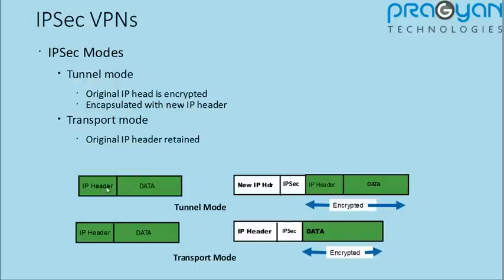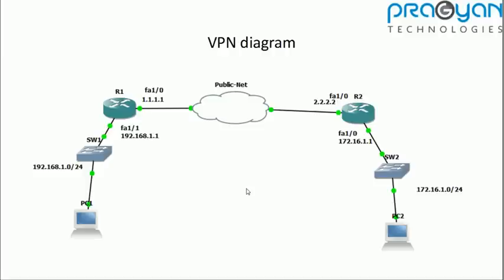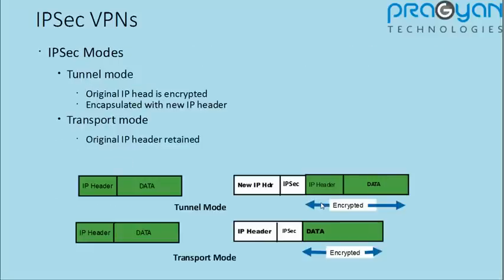You have the original IP packet, IP header plus data, and then in tunnel mode, your whole original IP packet is going to be encrypted, including the IP header. And then a new IP header is going to be added, and the new IP header in this case is going to have the IP address of the gateway. If you remember the previous diagram, in our diagram, the new IP header will have source IP address of 1.1.1.1 and destination IP address of 2.2.2.2. Your original IP addresses of PC1 and PC2 are going to be inside this IP header, which is already encrypted.